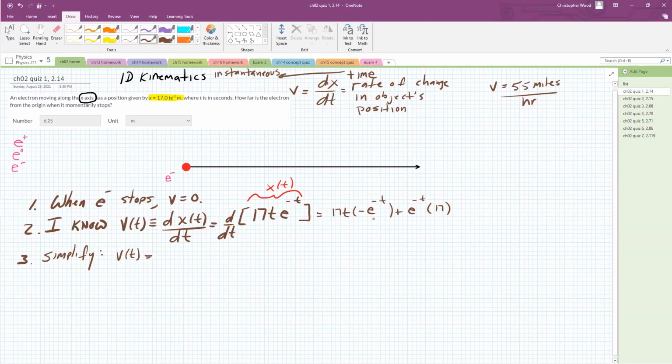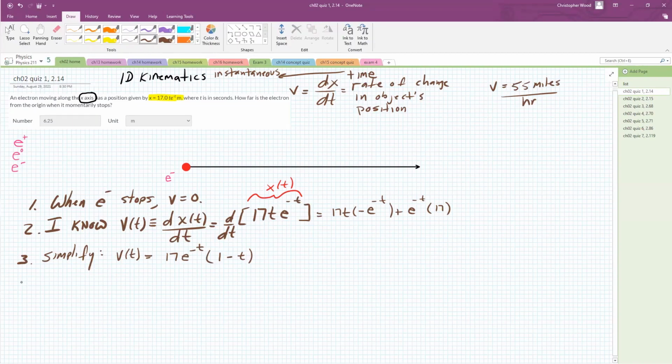And if I simplify this, what are some common factors? 17 is common to both of those terms, and e to the minus t is common to both of those terms. So with pulling out those common terms, 17e to the minus t, I can see this would be 1 minus t. Pretty anticlimactic, but pretty simple. That's my velocity function.